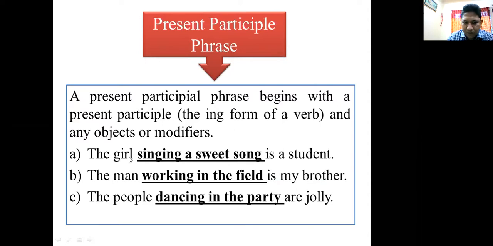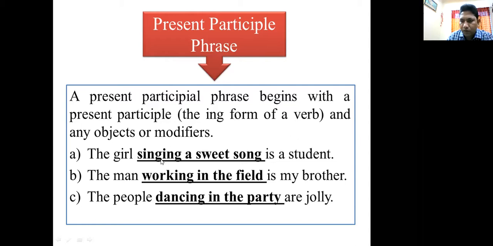Have a look. The girl singing a sweet song is a student. The man working in the field is my brother. The people dancing in the party are jolly. So have a look. Singing a sweet song. Singing is present participle here.